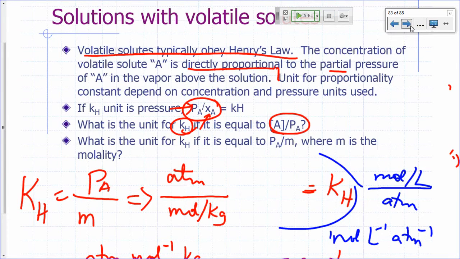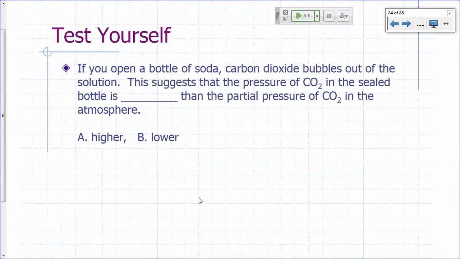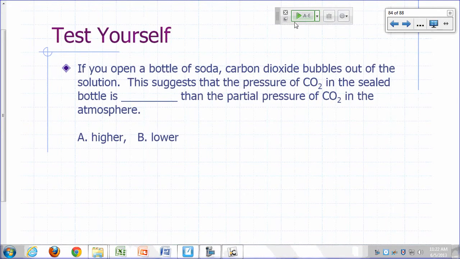Okay. So let's look at an example. If you open a bottle of soda, carbon dioxide comes out of solution. The bubbles you see, that's CO2, carbon dioxide coming out. That's why it's called carbonated, right? This suggests that the pressure of CO2 in the sealed bottle is higher or lower than the partial pressure of CO2 in the atmosphere, in the sealed bottle versus when it's open to the atmosphere. Higher or lower?